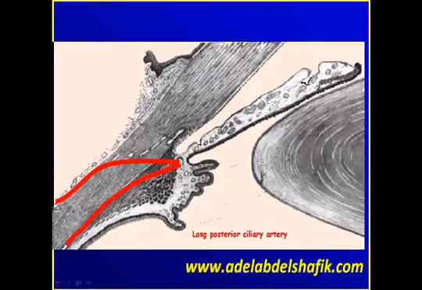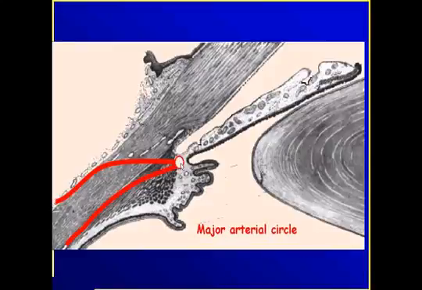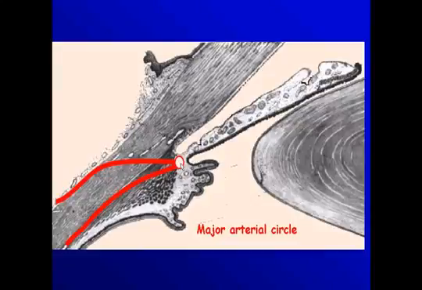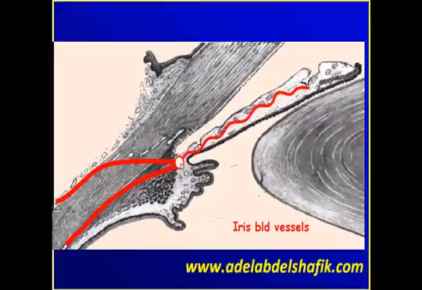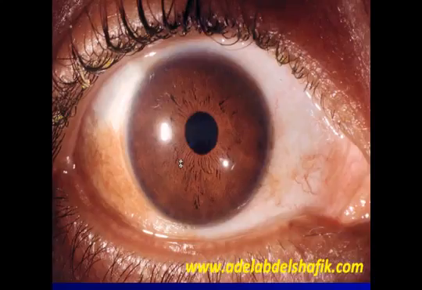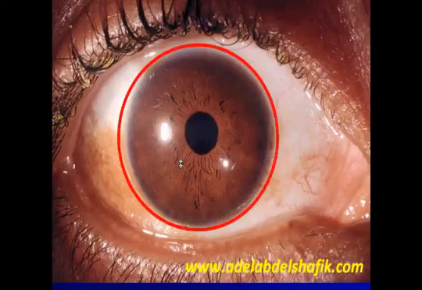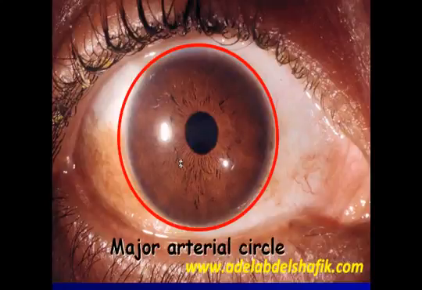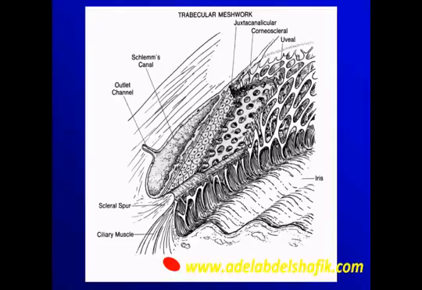They meet and make anastomosis to form the major arterial circle, which is located in the ciliary body at the root of the iris. From the major arterial circle, vessels run radially inside the iris toward the pupil. If this is the surface anatomy, this is the location of the major arterial circle. And these are the radial vessels running in the stroma of the iris.